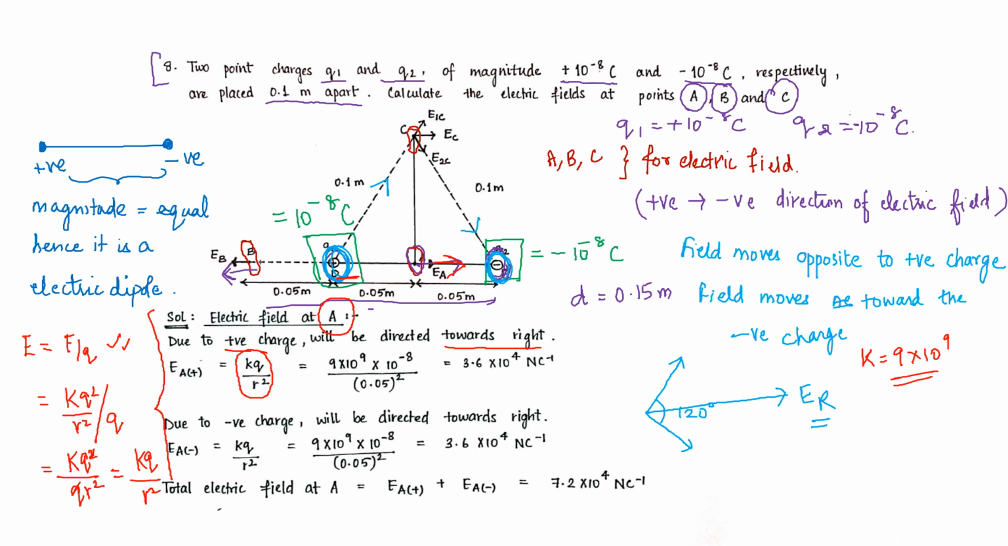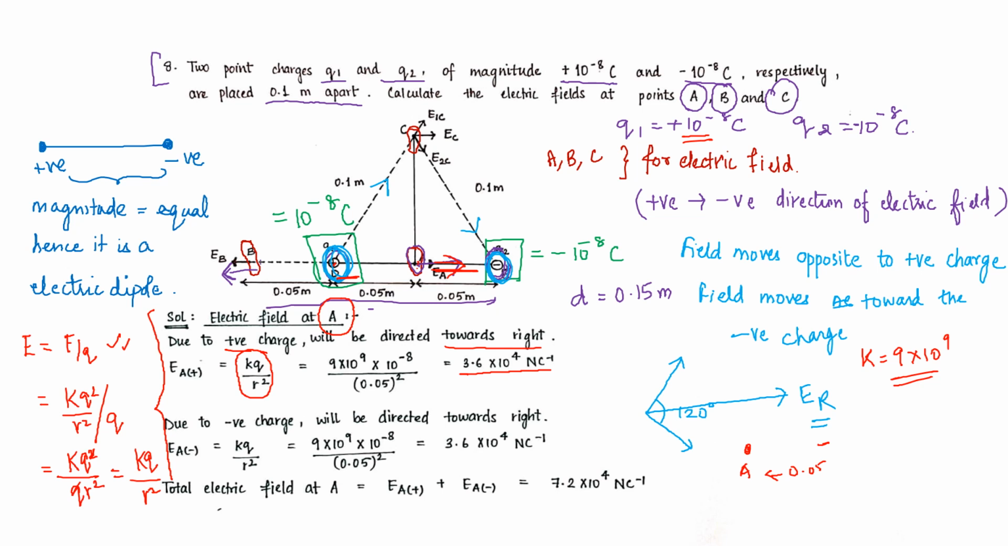The value of Q is given as 10 to the power minus 8 coulombs, and R square is the distance. So what is the distance between our A and the negative charge? A is here and our negative charge is over here, that is 0.05. Okay. So after substituting all these values and doing the calculation, the value of electric field which we will get is 3.6 into 10 to the power 4 Newton per coulomb.